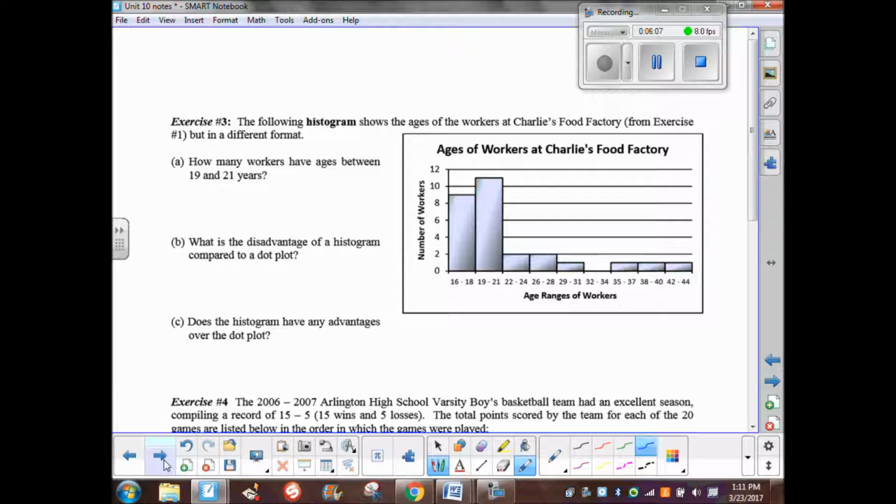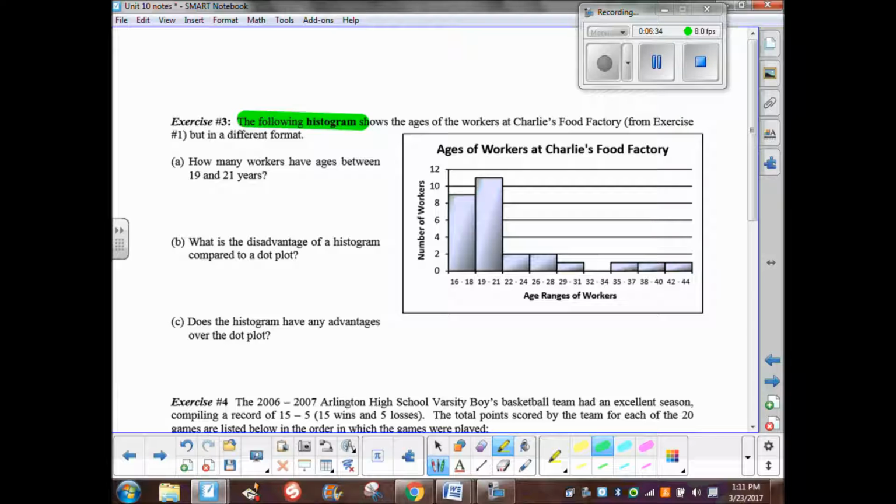It says the following histogram. Okay, so we're talking about a histogram here. It shows the ages of workers at Charlie's Food Factory from exercise 1, but in a different format. So on the front we had a dot plot to represent their ages. Now we put that information into a histogram. This is not a bar graph. Okay, what's the difference between a bar graph and a histogram?